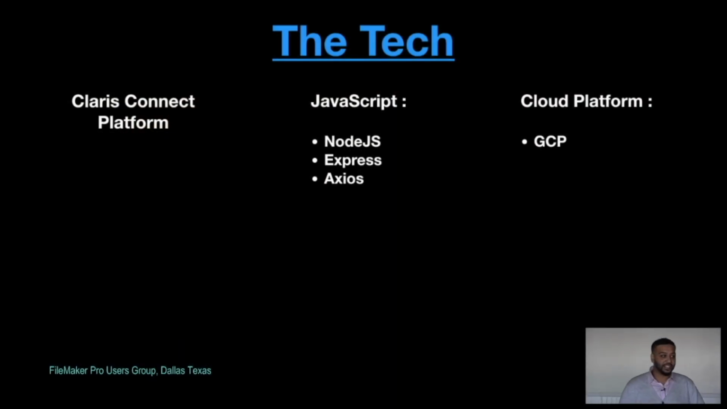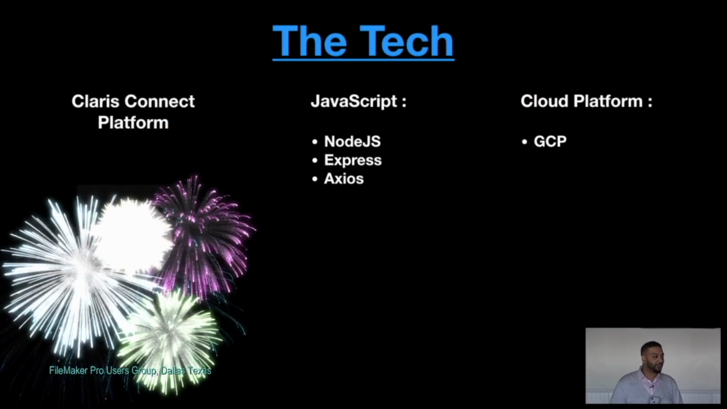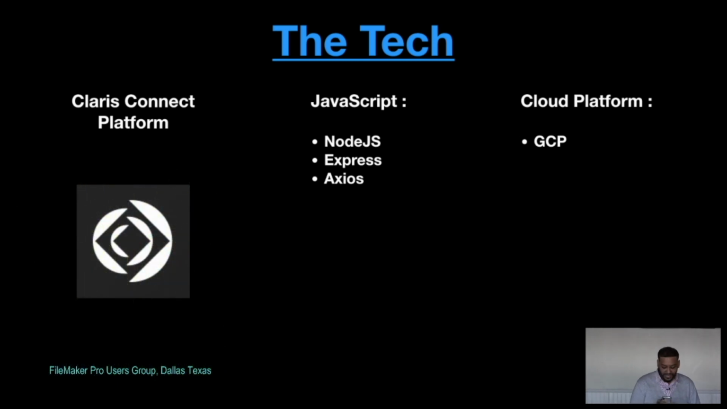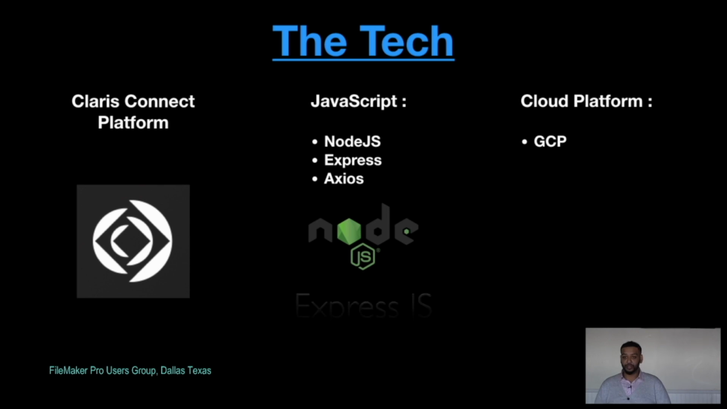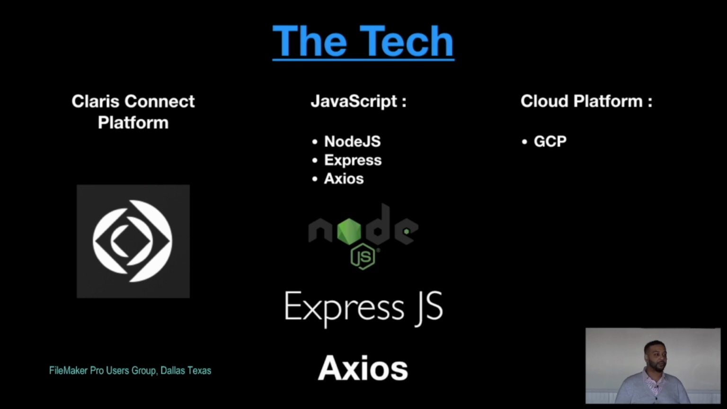All right? Okay. So let's talk a little bit about the tech that I'll be using for this presentation today. The tech that I'll be using is obviously our brand new amazing tool, Claris Connect. Thank you to Claris for that. On the JavaScript side, we'll be using Node.js, which is a JavaScript runtime environment. We'll be using Express.js. What Express does for us is Express is a web application framework. So essentially, it'll help us build out our service, our web service.